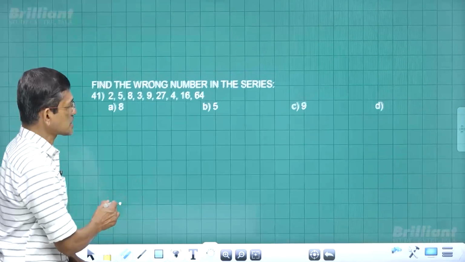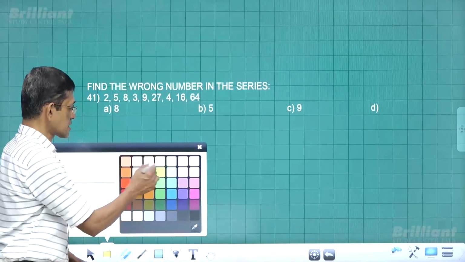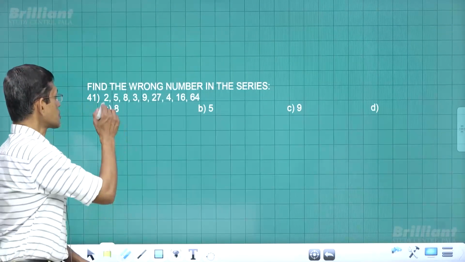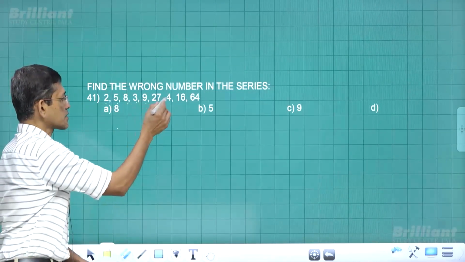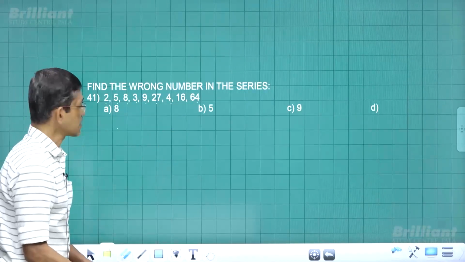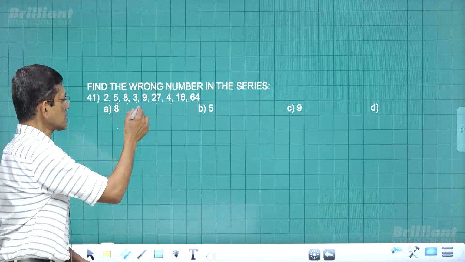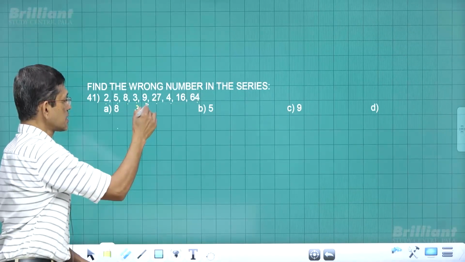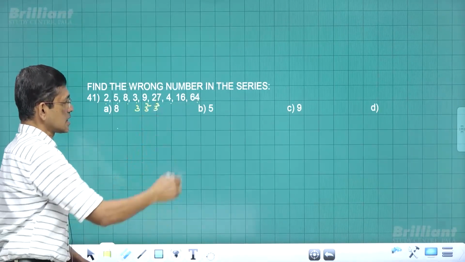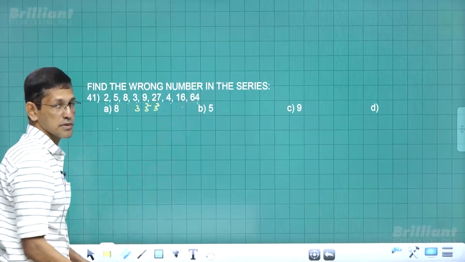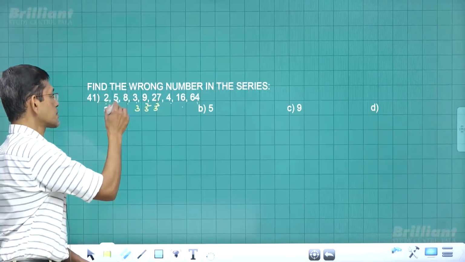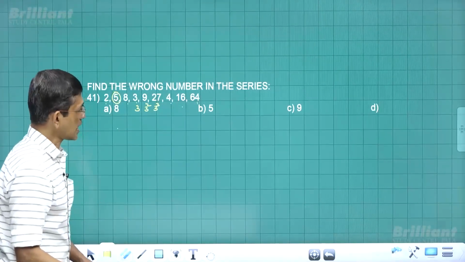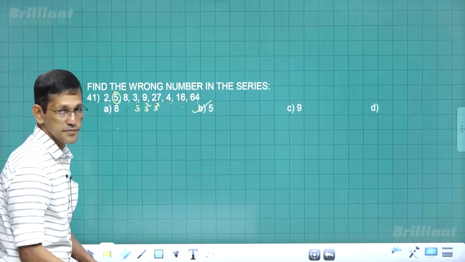Find the wrong number in the series. So what kind of a series is it? Wrong number in the series means we need to find the pattern here. So 2, 5, 8, 3, 9, 27, 4, 16, 64. Well, 3, 3 square, 3 cube. At a glance, we can see that. This is 4, 4 square, 4 cube. So naturally, this one, 2, 2 square, 2 cube. Well, 5. 5 is not 2 square. So the wrong number is 5.